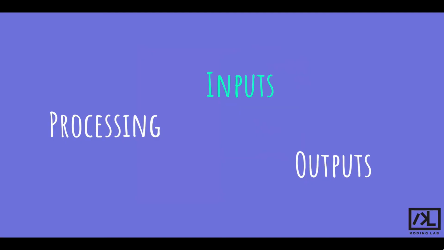And so most programs will fall under these three concepts. You have some type of input that is provided, and then some type of processing will take place by the system or the computer program. And then finally, you'll have an output indicating the result of that computation.